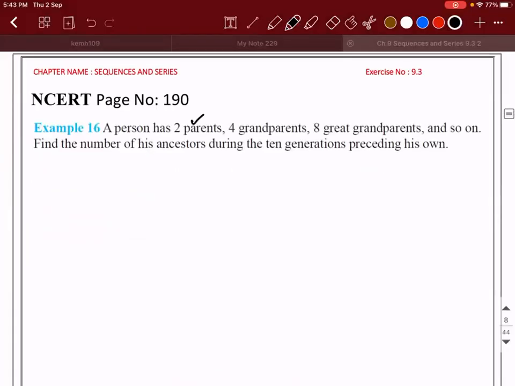So a person has 2 parents, 4 grandparents, 8 great grandparents, and so on. Find the number of his ancestors during the 10 generations preceding his own. So if the person is A, 2 parents. If you draw the tree, 2 parents, 2 square grandparents, 2 cube great grandparents, and so on.